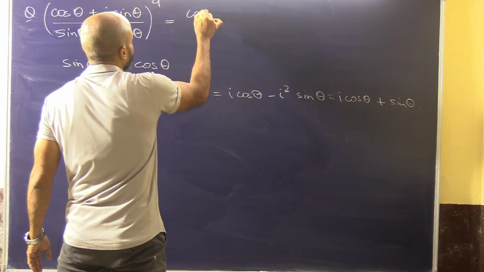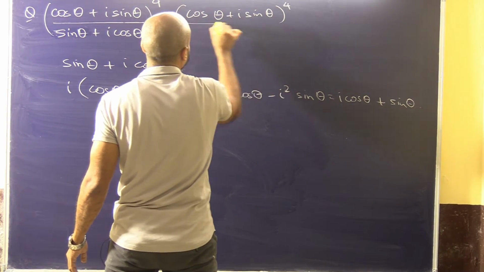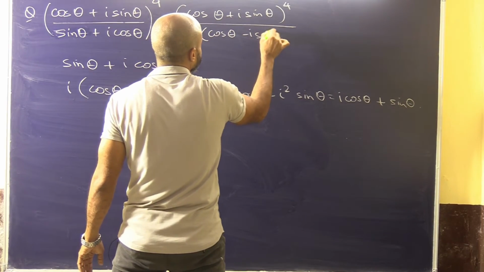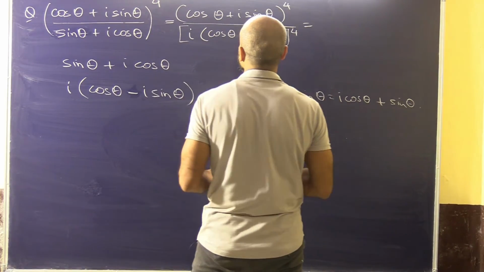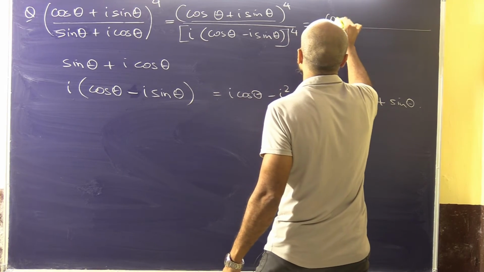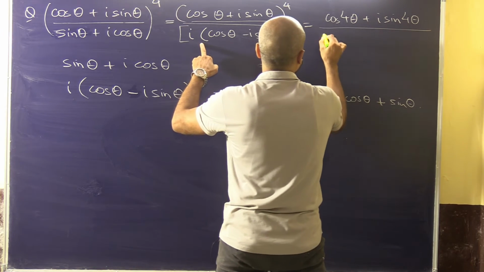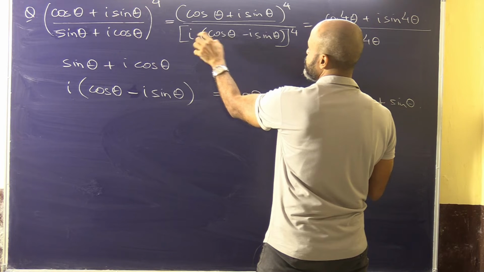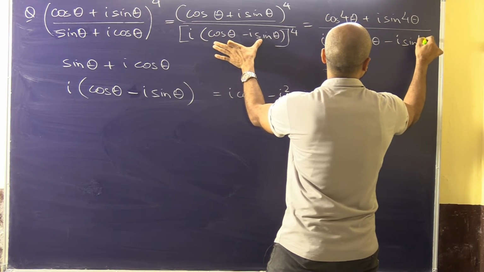So this can be written as (cos theta plus i sin theta) to the power of 4 upon (i cos theta minus i sin theta) to the power of 4. So we have here i to the power of 4. Applying De Moivre's theorem here, we get cos 4 theta plus i sin 4 theta upon i to the power of 4 times cos 4 theta. See, I am applying De Moivre's theorem here. Now it is in the correct format, cos 4 theta minus i sin 4 theta.